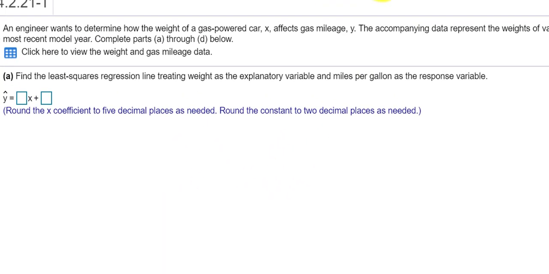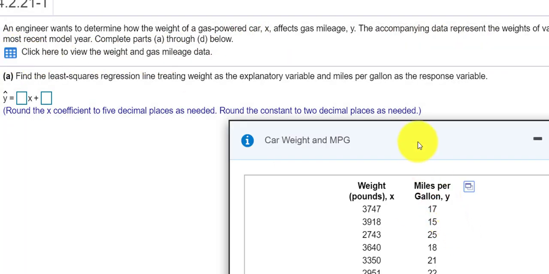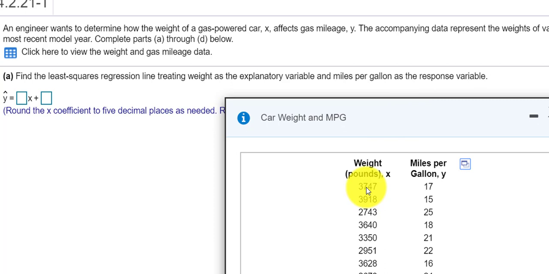So let's take a look at question 7. 7 is similar. So we have an engineer. We want to determine how the weight of a gas-powered car affects the mileage. So I assume the heavier the car, the poorer the gas mileage, unless maybe if you're traveling downhill the whole way. So I click here to get my data table. So you can see the weight and how many miles per gallon we have. So I open this up in StatCrunch.